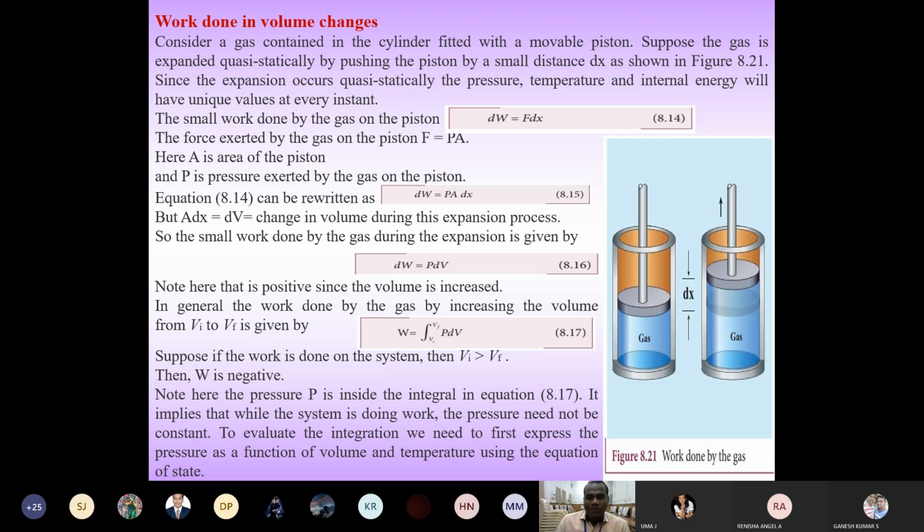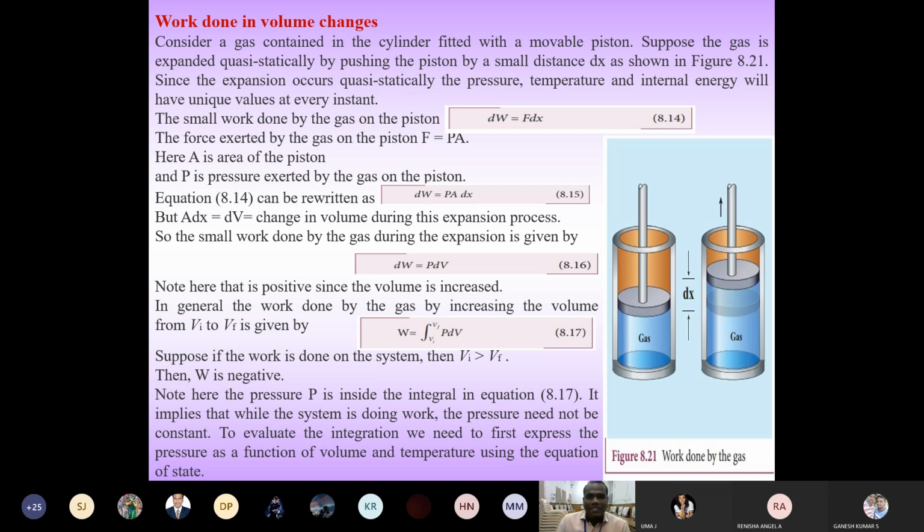The small work done by the gas on the piston, we can write from the work done equations. Work done W is equal to force times displacement. From physics, work is equal to force into displacement. So from that, we can write dW is equal to F dx, a small work done by a small displacement. Here dW is the small work, and dx is the small distance traveled.